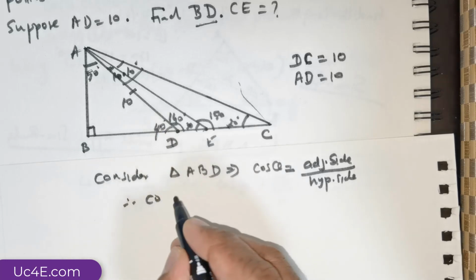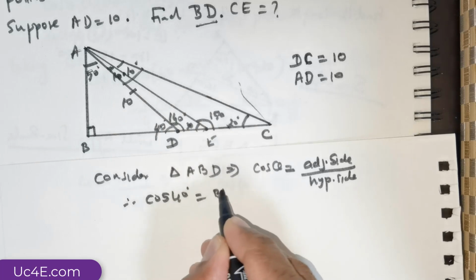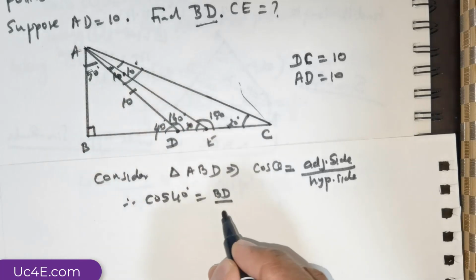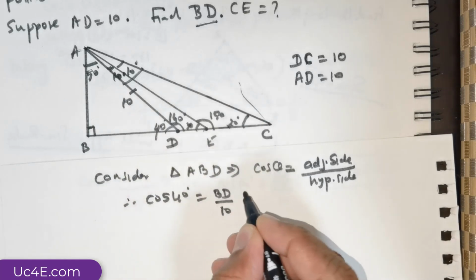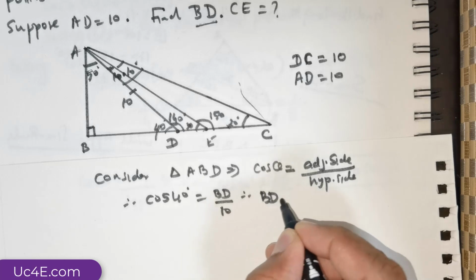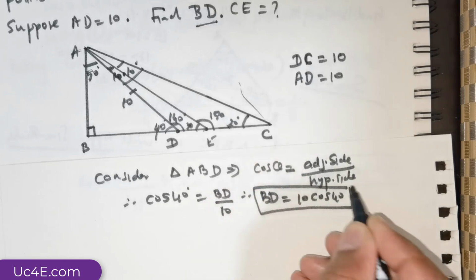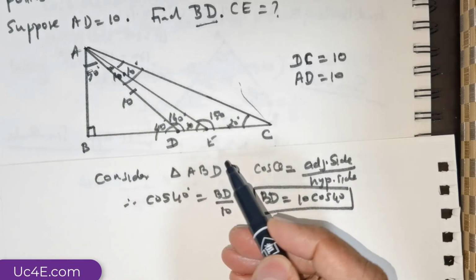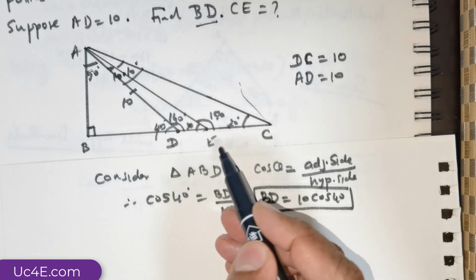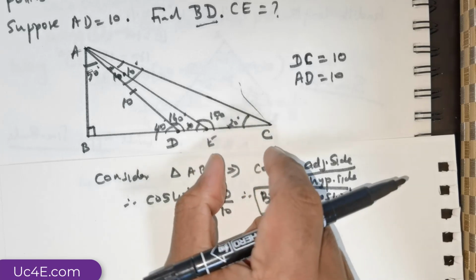That is my cos theta. So in this case I'm going to take cos 40. So cos 40 is equal to BD divided by this side. What is that? That's going to be hypotenuse side. That's going to be 10. So therefore BD is equal to 10 times cos 40. So this is what we have got. Okay. Now we will have to obtain CE, right? We will have to obtain CE. So what is CE?